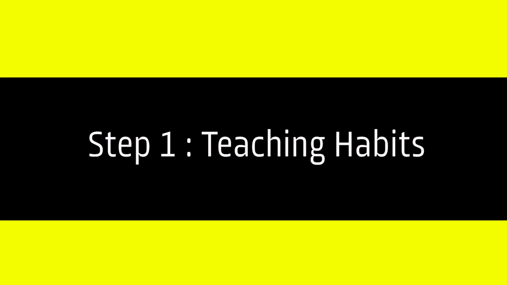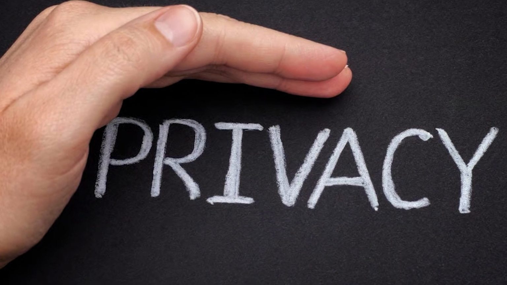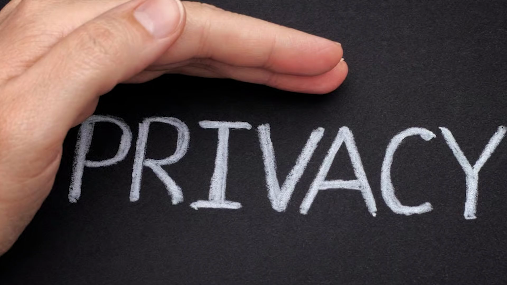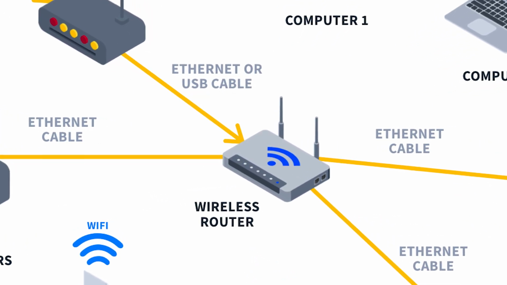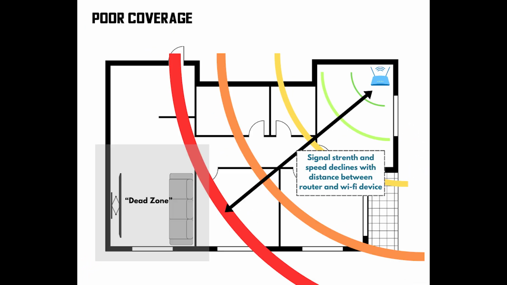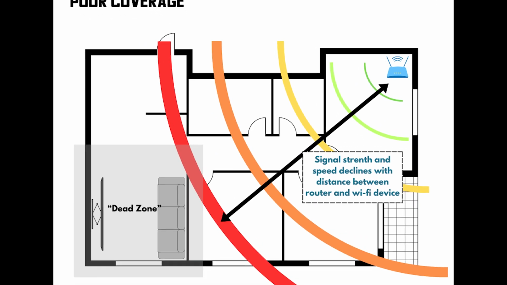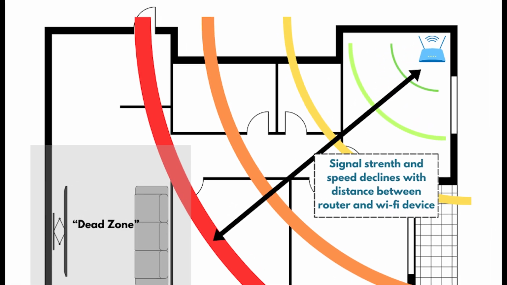Teaching our kids habits is step 1. Step 2 is protecting them at the hardware level. This is where you move into the fundamentals of online privacy by controlling the internet right where it enters your house. If you are still using the standard Wi-Fi router your internet provider gave you, you probably have dead zones in your house. More importantly, you have a single point of failure for security.